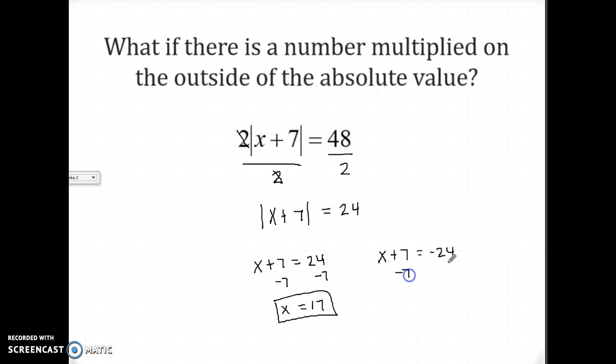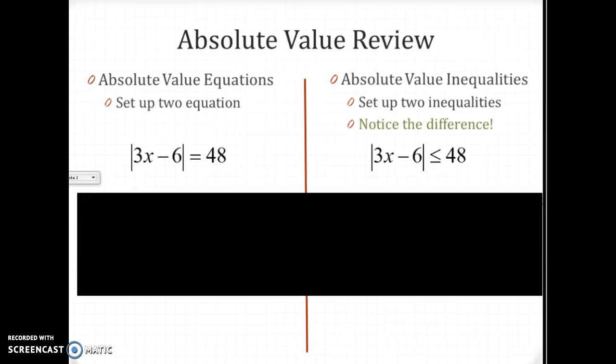And then over here, subtracting 7, you end up with x is equal to a negative 31. So again, note it's two different answers. They're not just opposites. So the same thing now works with inequalities.